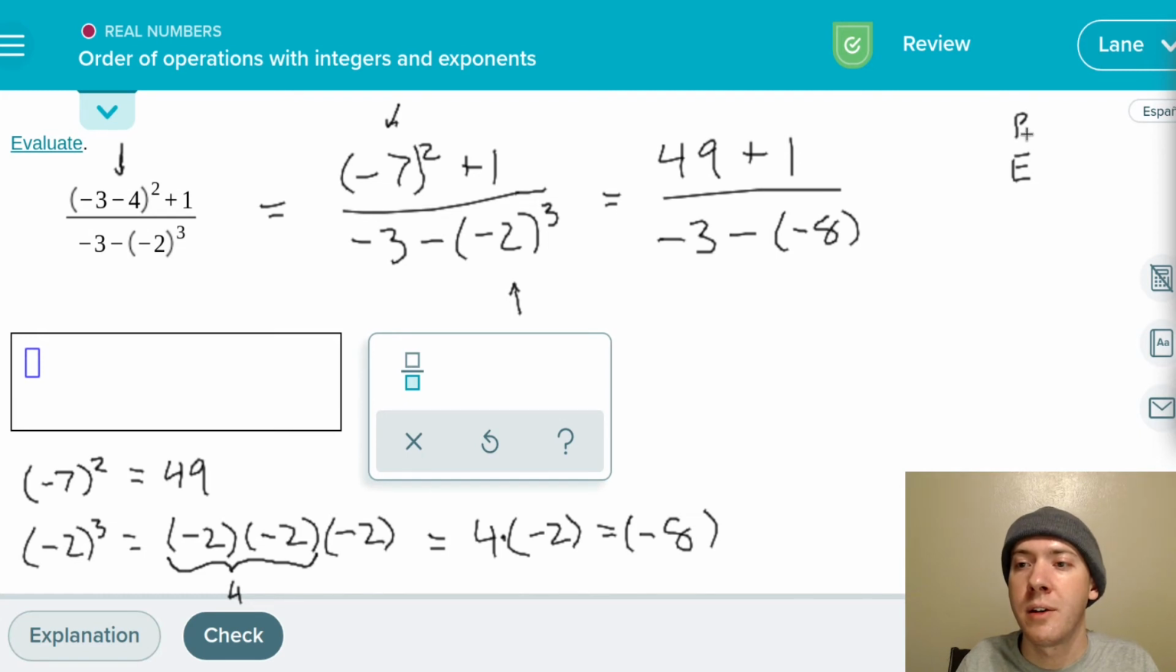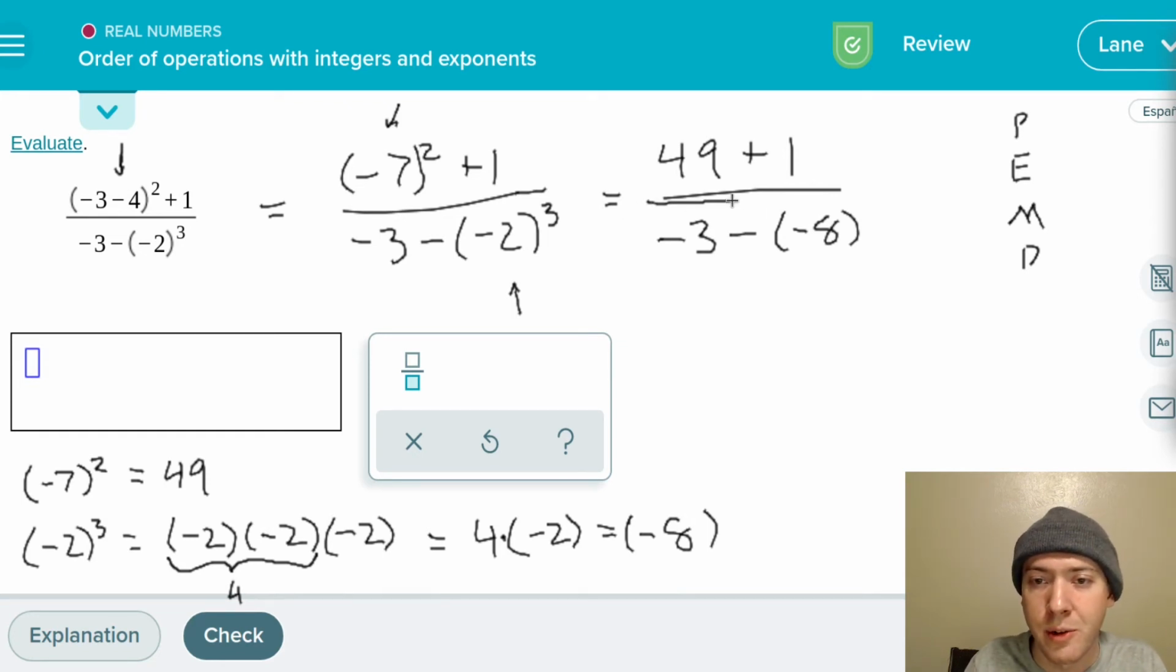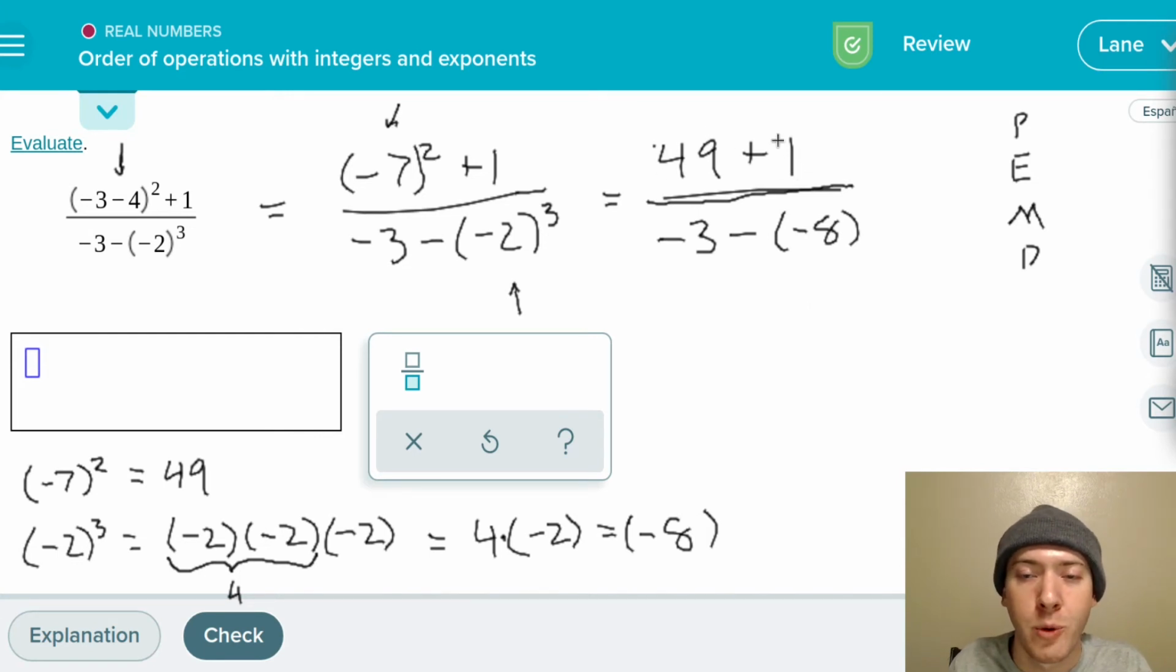Okay, we've taken care of parentheses, and again, there's not really much to do in this set of parentheses. This is just the number -8. We've taken care of exponents. Now we're going to move on to multiplication or division. Is there any multiplication or division? Yes, there is. There's this division right here where this fraction bar is. But before we can do that division, we need to evaluate the top and the bottom. We need to add 49 plus 1, and we need to do -3 minus -8 in the bottom. Then we'll do the division.